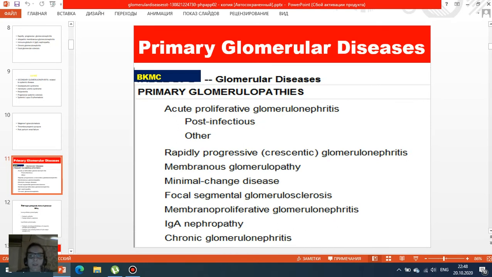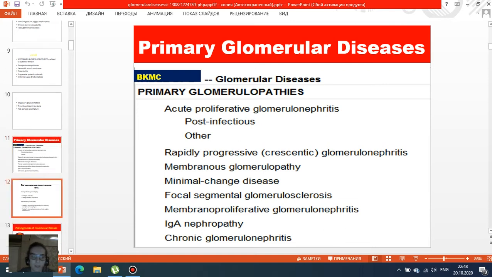Primary glomerular diseases. Primary glomerulopathies include acute proliferative glomerulonephritis, post-infectious and other, rapidly progressive or crescentic glomerulonephritis, membranous glomerulopathy, minimal change disease, focal segmental glomerular sclerosis, membranoproliferative glomerulonephritis, IgA nephropathy, chronic glomerulonephritis.